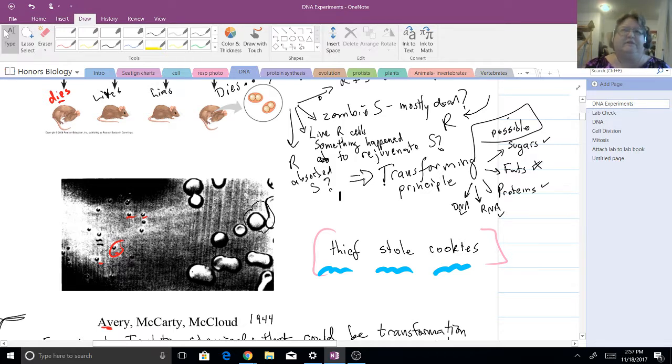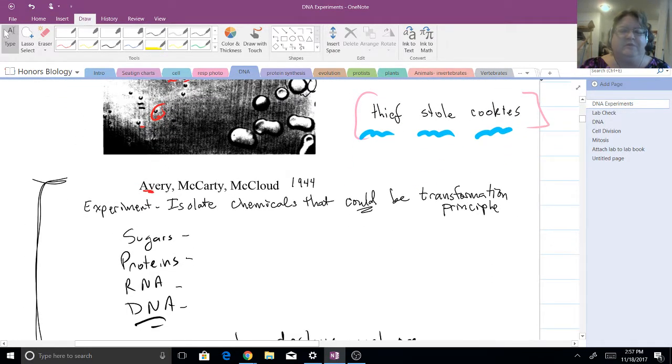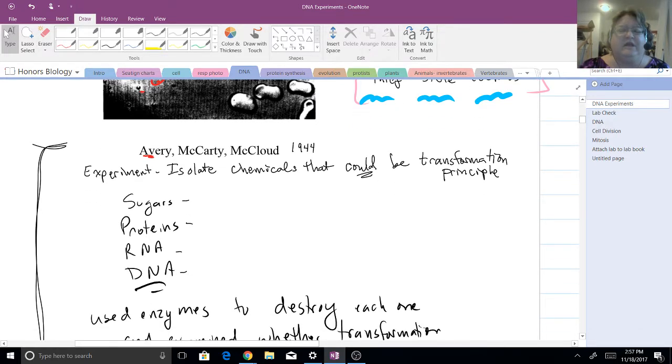Well, just like a thief who comes into the classroom and steals cookies, we want to eliminate which one is the culprit, which one is the thief. We want to eliminate which one is the transforming principle. So along comes, and you can see the difference in the dates, this took a good number of years, but you can think back in your history days. We had the Great Depression, we have World War II.